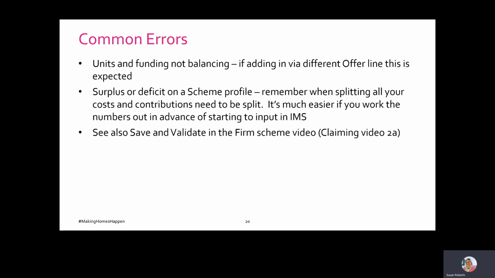I cleared that error at that point, so it doesn't need clearing later on in the system. But just remember, when you are splitting, it's not just your units and funding, it is all your capital contributions and your scheme costs that will need splitting. And as I've said before, it is much easier and you're far less likely to make mistakes if you do those number calculations in advance. The other save and validate errors that you might come across are identical to inputting those offer lines and firm schemes. So the firm scheme video has a bit more about those errors in there.